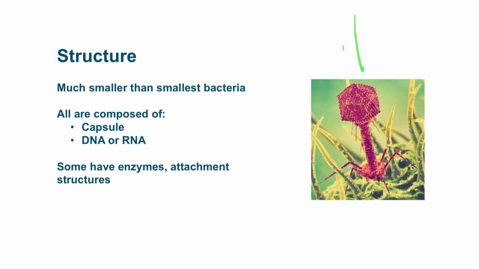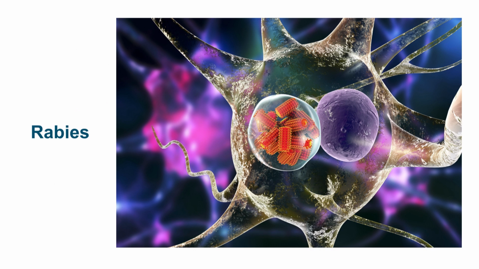This virus here is called a bacteriophage, which is specific to infecting bacteria, and it is sitting on the surface of a bacterium in this picture. All viruses are composed of a capsule, and they have DNA or RNA. Other than that, they can be all kinds of other different shapes and things. They can have enzymes, some have attachment structures like this one here. You can see that it's got what looks like legs. They're not legs, they're just attachment structures.